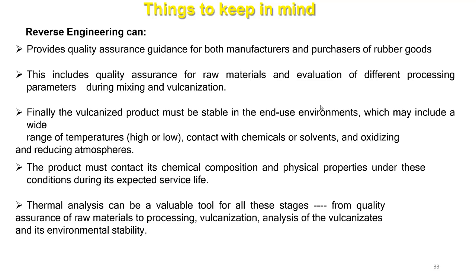So reverse engineering provides quality assurance guidance for both manufacturers and purchasers of rubber goods. This includes the quality assurance of raw materials and evaluation of different processing parameters during mixing and vulcanization. And finally, the vulcanized product must be stable in the end-use environment, which may include a wide range of temperatures, high or low, contact with chemicals or solvents, and oxidizing and reducing atmospheres. And the product must retain its chemical composition and physical properties under these conditions during its expected service life.